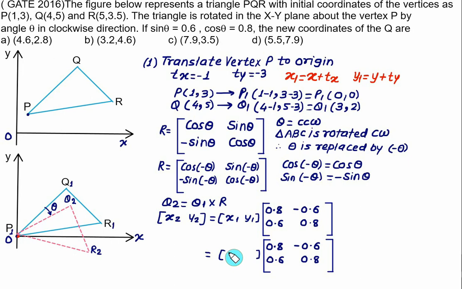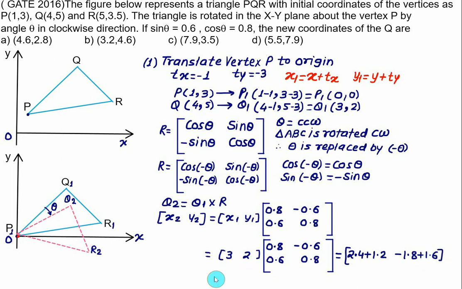So x1 is replaced by 3. y1 is replaced by 2. And we have the same rotation matrix: 0.8, minus 0.6, 0.6, 0.8. So we can solve this. We have 3 into 0.8 is 2.4. 2 into 0.6 is 1.2. 3 into minus 0.6 is equal to minus 1.8. 2 into 0.8 is plus 1.6.